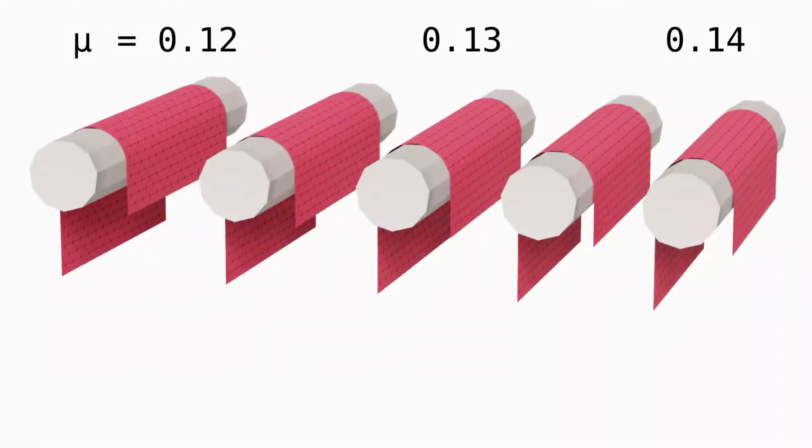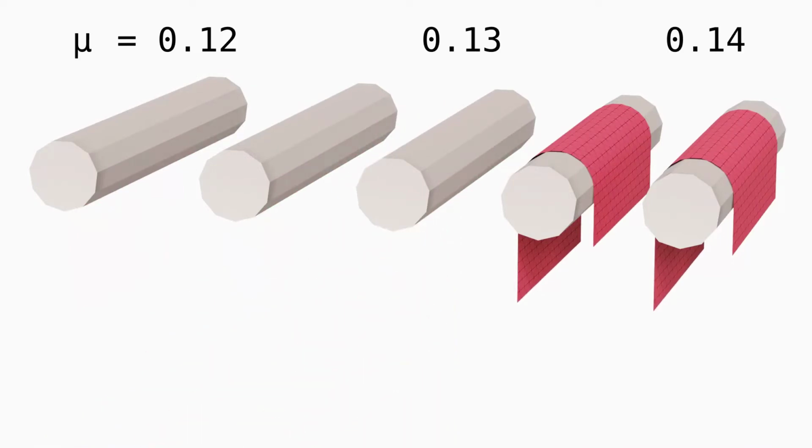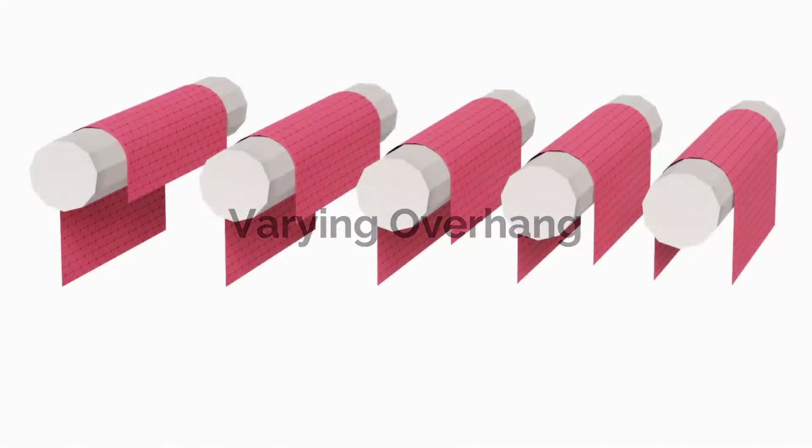By varying the coefficient of friction, we can achieve a variety of sliding scenarios. We can also get a consistent sliding behavior as we shift the initial position of the cloth.